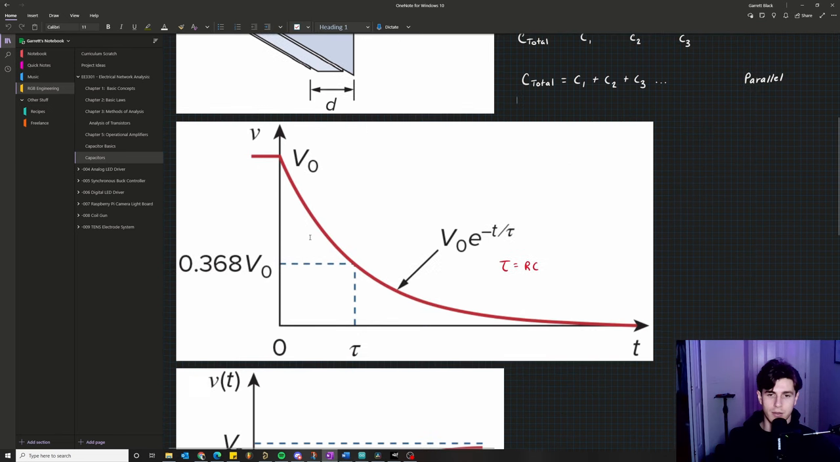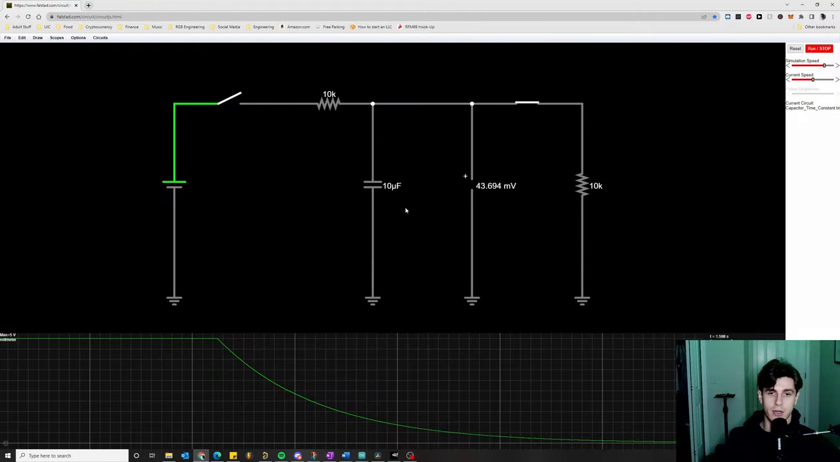And it actually follows this equation right here, which is V naught, your initial capacitor voltage, which in our example was 5 volts, times e to the negative t, where t is time, divided by this Greek letter tau. And tau is just R times C. In this case, R is the resistance of the load resistor, and C is the capacitance of the capacitor. If we look at our example, our load resistance is 10 kiloohms, and the capacitance of our capacitor is 10 microfarads. So you multiply 10 micro times 10,000, and that gives you the time constant in seconds.